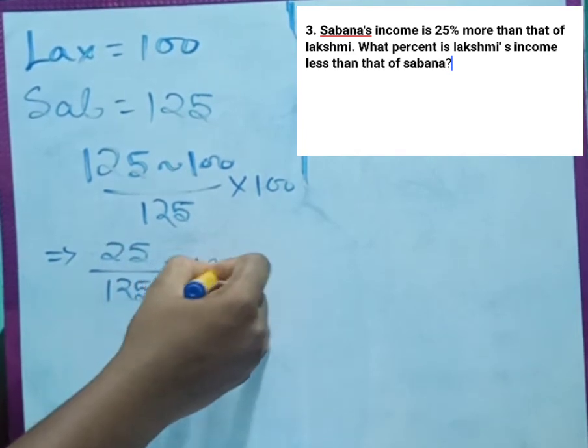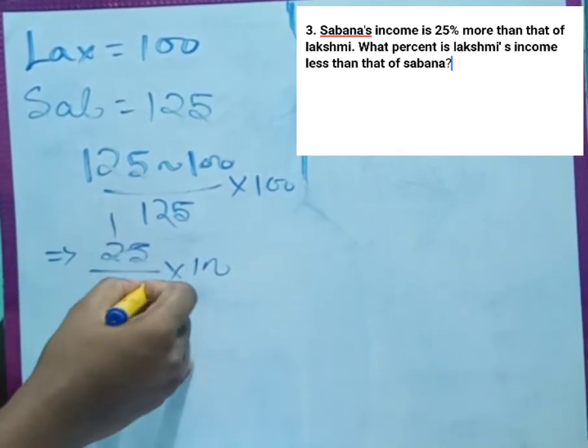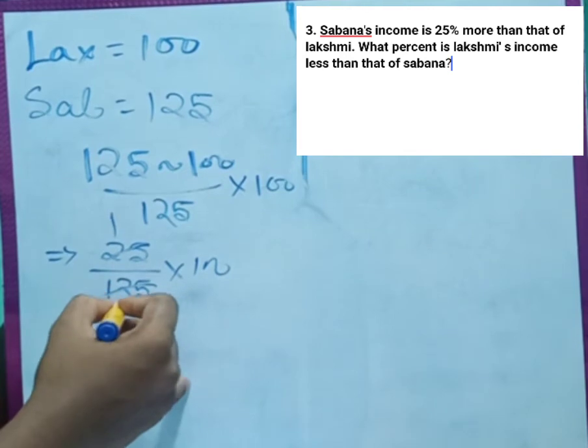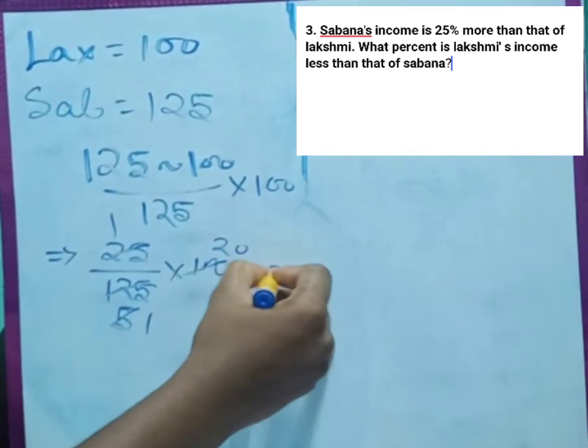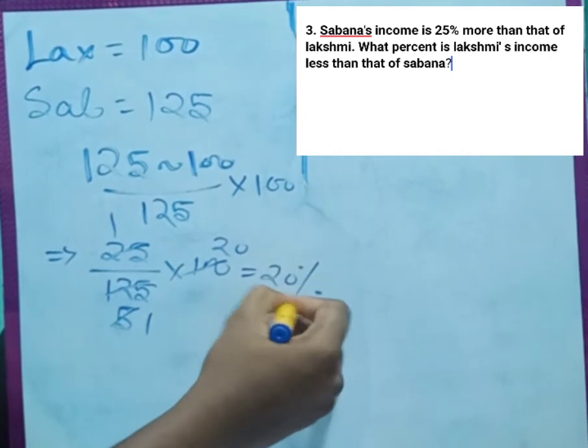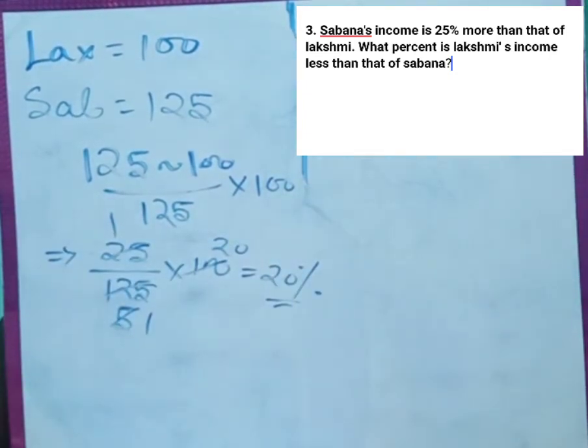into 100, right? 25 ones are 25, 25 fives are 125, and 5 twenties are 100. So 20 percent. So we can say that 20% of Lakshmi's income is less than Shabana's, right? So Lakshmi is earning 20% less than Shabana. So this is how we have to solve the question.